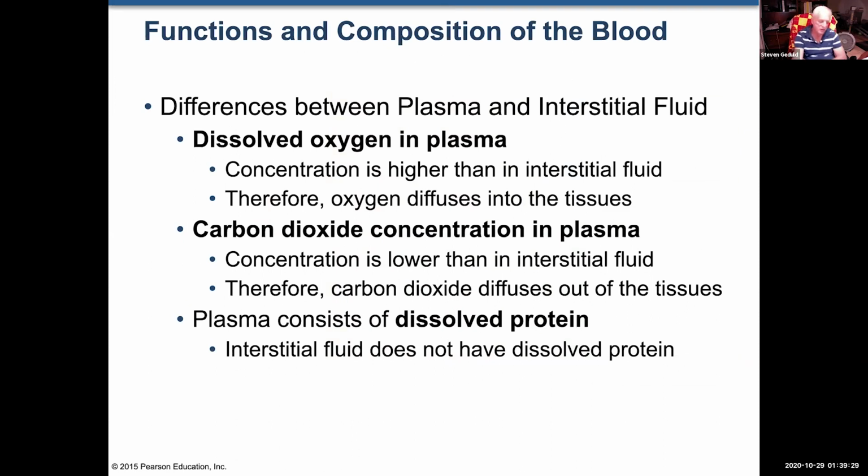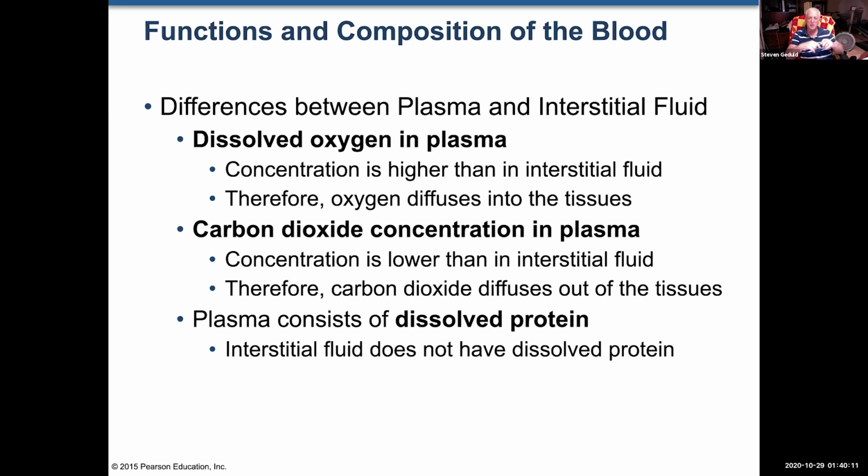Difference between plasma and interstitial fluid. Okay, the interstitial fluid is the fluid that surrounds the blood vessels and surrounds the cells. So dissolved oxygen in the plasma, the concentration is higher than interstitial fluid. Remember, blood is delivering oxygen to your cells. So you bring it into your lungs, bring it to the heart, which pumps the blood that has a high concentration of oxygen. The interstitial fluid supplies the nutrients to the cells. The cells already absorb the oxygen. So there's a higher concentration of oxygen in plasma than there is in interstitial fluid. So oxygen diffuses into the tissues.